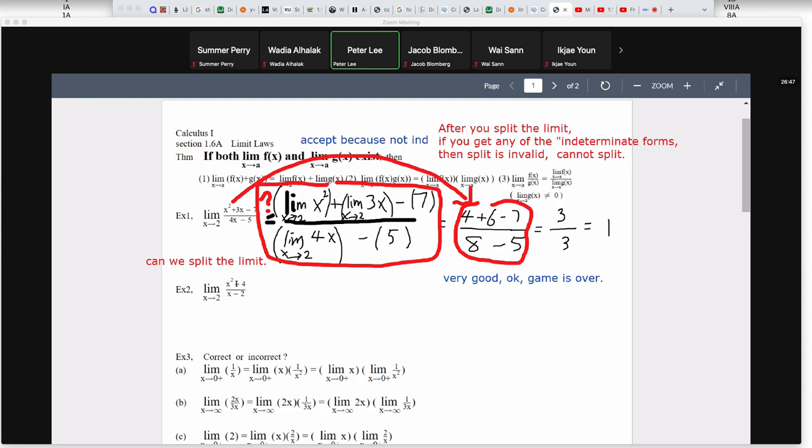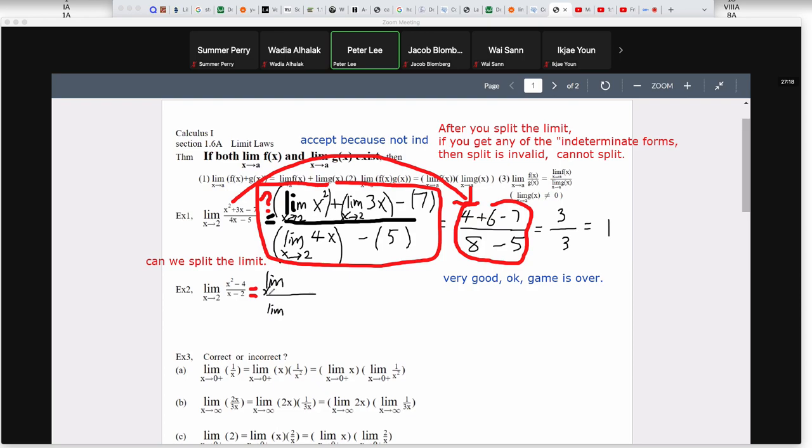Example 2, limit of x squared minus 4 over x minus 2. So now this one is, what is that? That's a 0 over 0 form. Now the question is this: can you split this? I don't think so. Yeah, this one you cannot split, because if you split, this is now a quotient. What happens if you split this limit here, the limit here and the limit here?